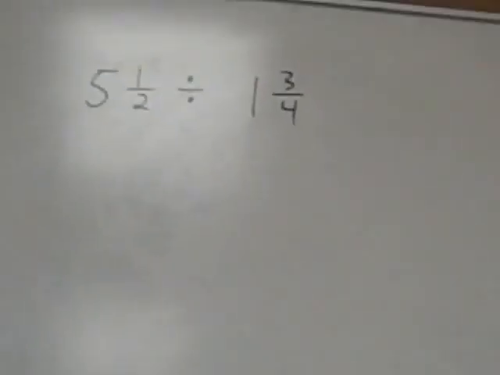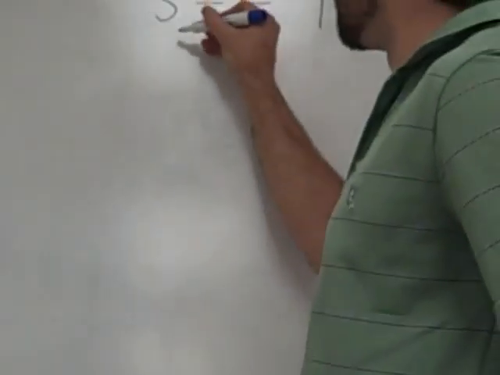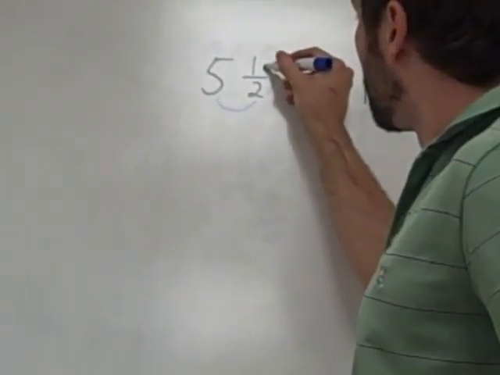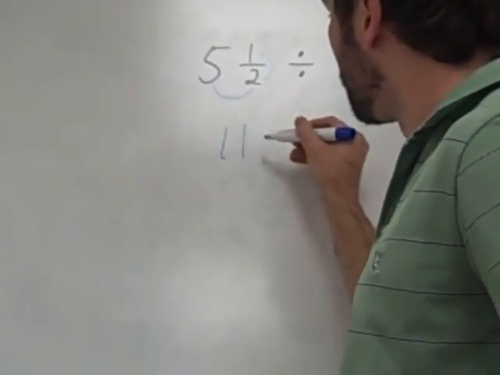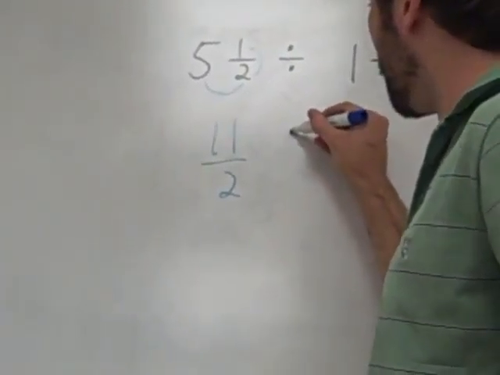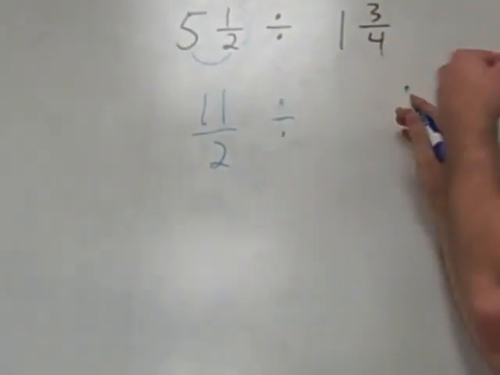Now what do you notice on these problems? Ooh, mixed numbers. Does that scare us? Bother us? Still easy. What do we do? Loopy loop, right? Which one first? What do you want to do? So what does it change to? 11 over 2. And I'm going to go ahead and just rewrite it for now.